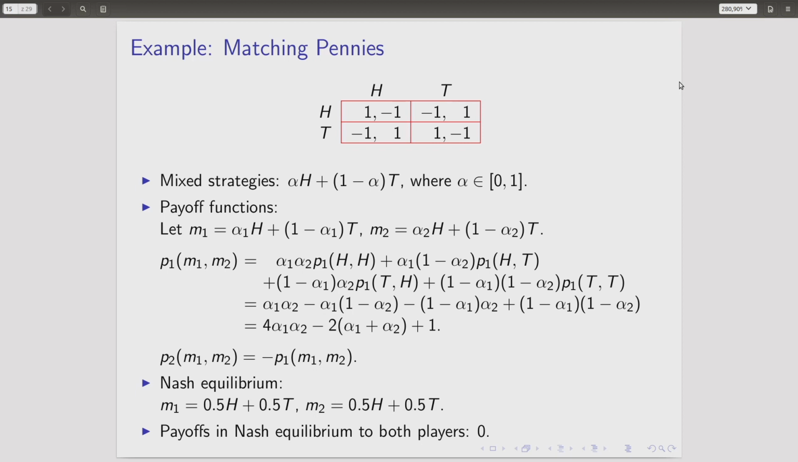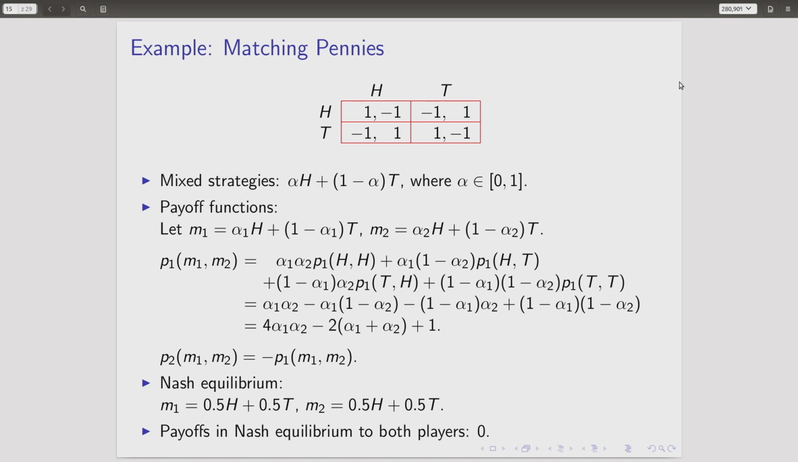So I just made here an example to illustrate how it comes that matching pennies does have a Nash equilibrium in this extension. So we have those mixed strategies, which I simply write in such a form: alpha times H plus what is left times T. And the payoff function is simply what, so we have two strategies, M1 and M2, M for mixed, for player 1 and player 2. Each of them has a different probability. And now the payoff is computed as follows.